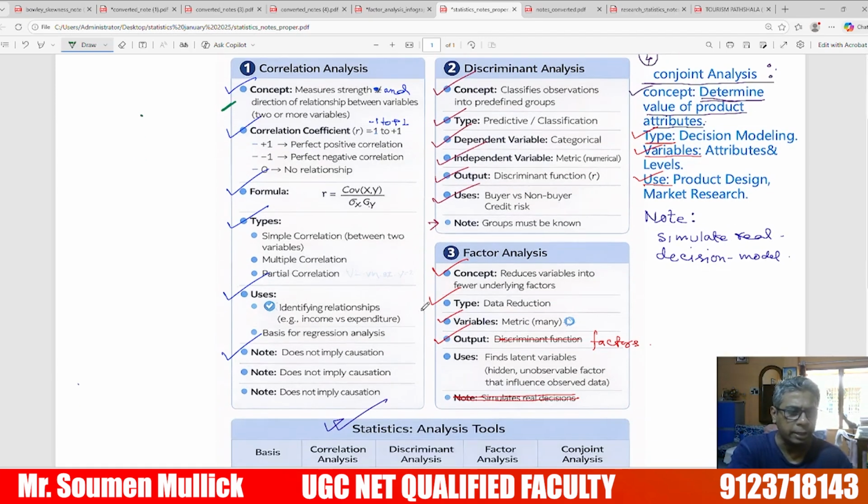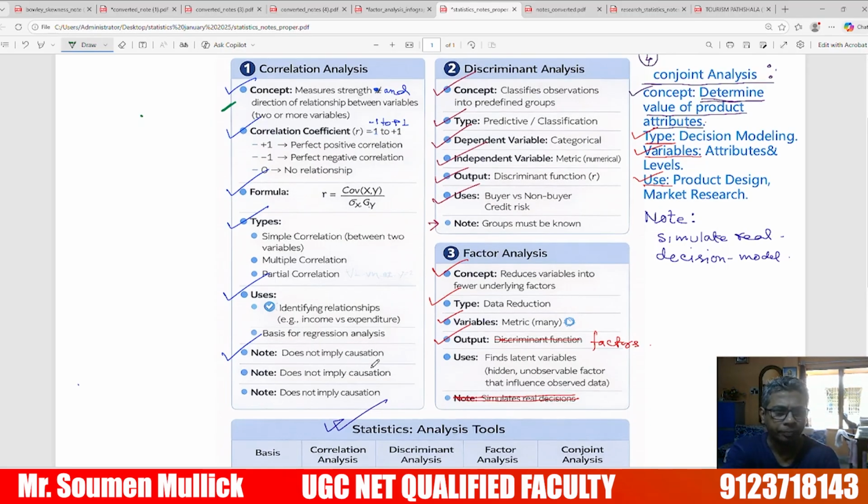Uses of correlation: identify the relationship, for example income versus expenditure, or as a basis for regression analysis. Note: it does not imply causation. This is very important in relation to regression. So correlation does not imply causation.